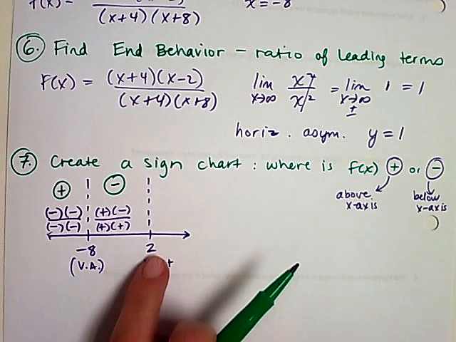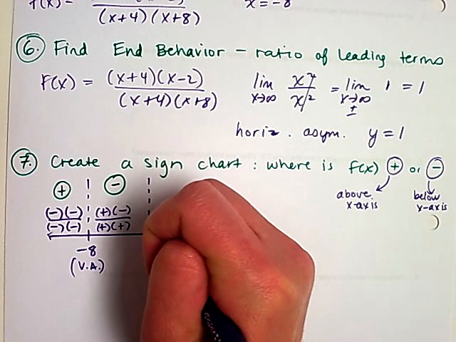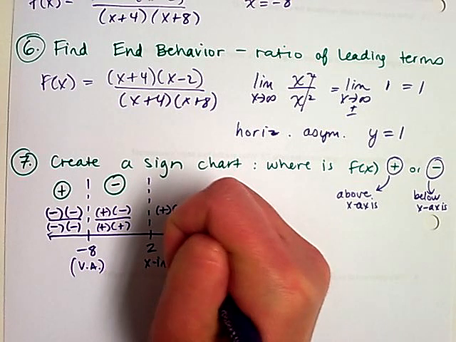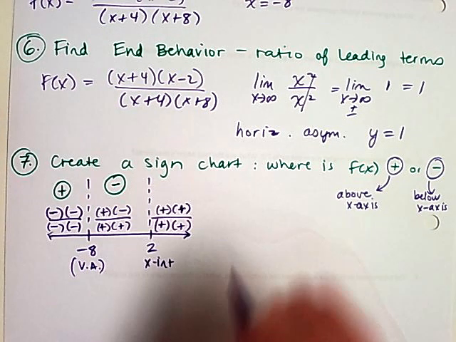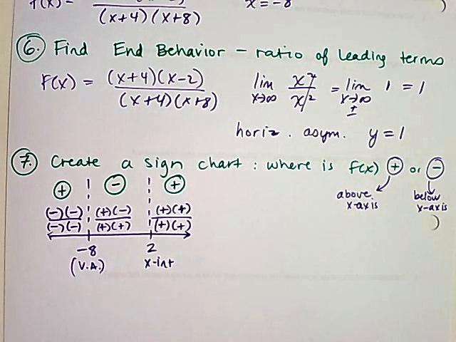So continuing, I just have one more interval, so after 2, so something like 3. I'm going to have something positive in x plus 4, positive in x minus 2, positive and positive again. So what is this telling me? It's telling me anything after 2, my function should be positive.